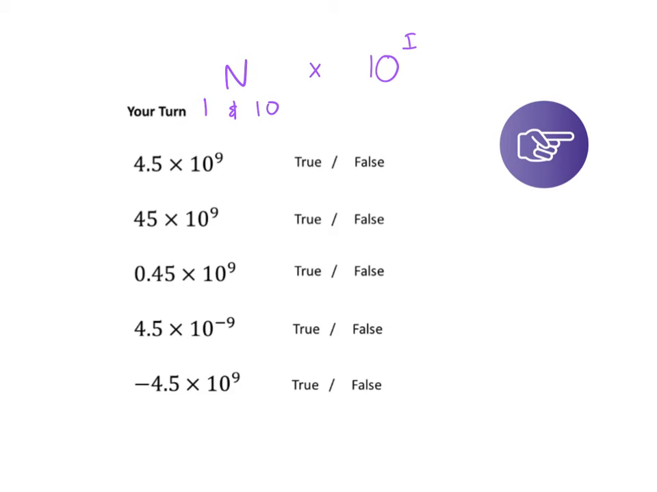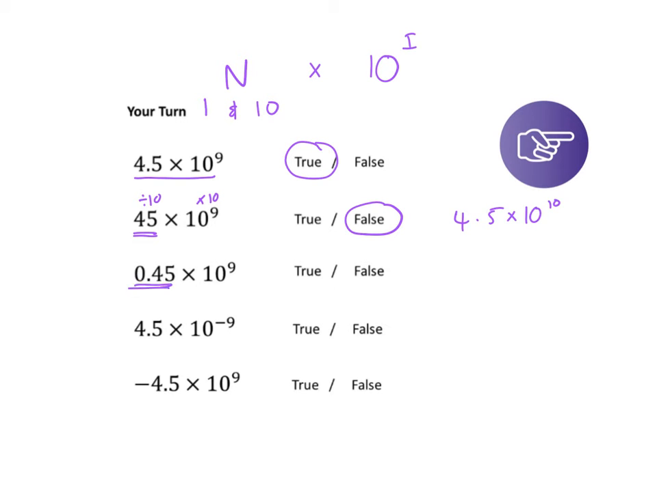We can see that this one here looks correct, so that would be true. Here we have a value that's bigger than 10, so that would be false. To make that into standard form, you have to divide by 10 at the beginning, and because it's like a seesaw, if you divide by 10 here, we're going to increase by 10 on the other side, so it'd be 4.5 times 10 to the 10.